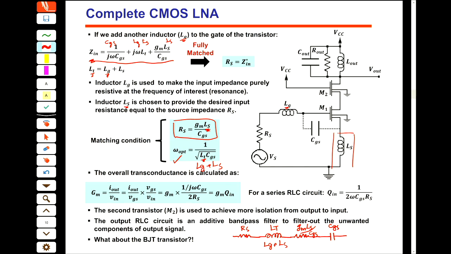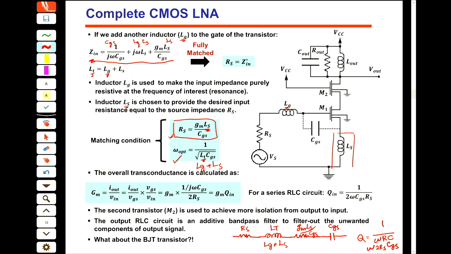And then the Q factor for this circuit is 1 over omega RC. What is R? Plus RS. And these two are equal. We know that these two are equal. So the R is 2RS, and the C is CGS, and omega is omega. So this is the Q factor.